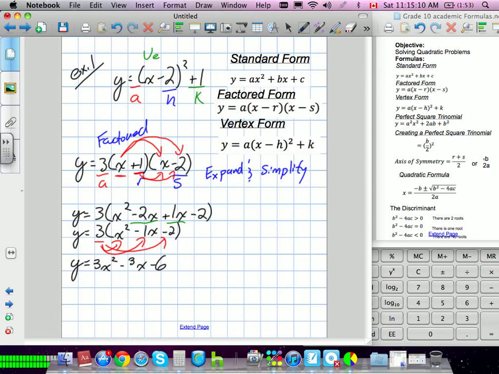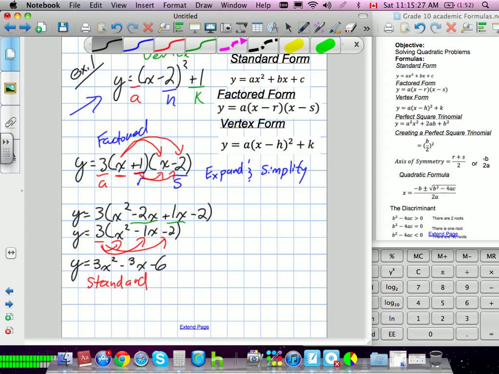Now, here's a goal. We want to actually do the same thing with our vertex form, but the question is a little different looking, right? So this was example 2. Going back to example 1 again. y is equal to x minus 2 squared plus 1. Let's see if we can work with this.